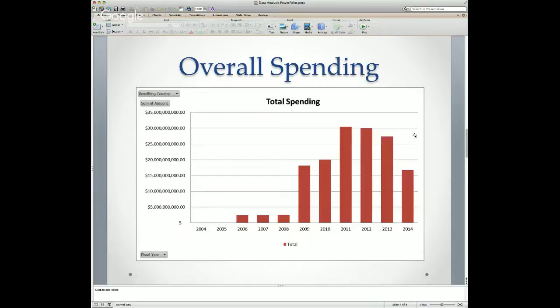First, I just want to look at the overall spending from 2004 to 2014. So you can see in this graph, 2004 and 2005 were extremely low amounts of money spent. Both years are less than $1 billion spent. You see the biggest rise going from 2005 to 2006. I'll be explaining that in the next slide. Then you see the peak years of 2011, 2012, 2013, where close to $30 billion was spent.